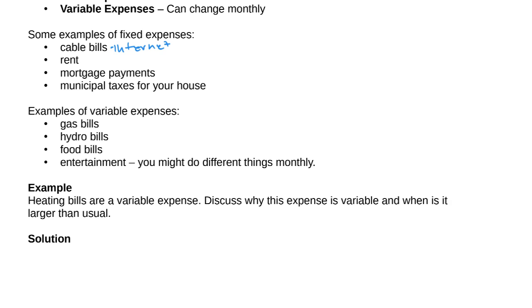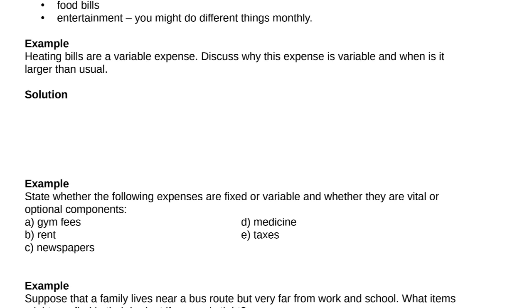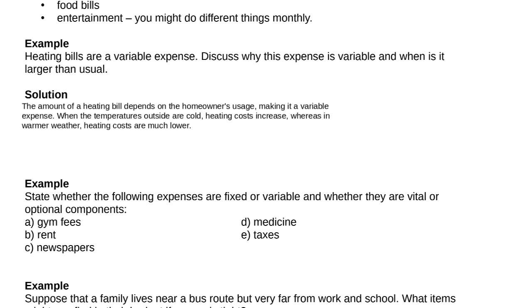Now, let's go over some examples. We're going to go over 3 examples. The first example is a heating bill. Now, heating bills are a variable expense. Why do you think heating bills are variable when it's larger than usual? Now, the reason why your heating bill sometimes changes is because of the season or the homeowner's usage, right? That's what makes it variable.